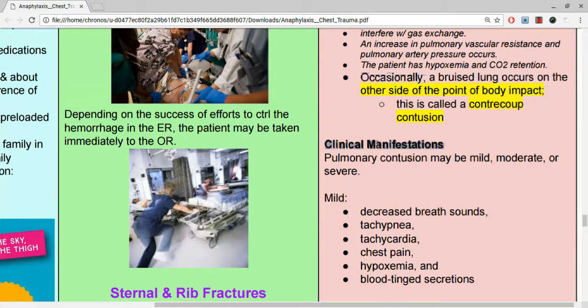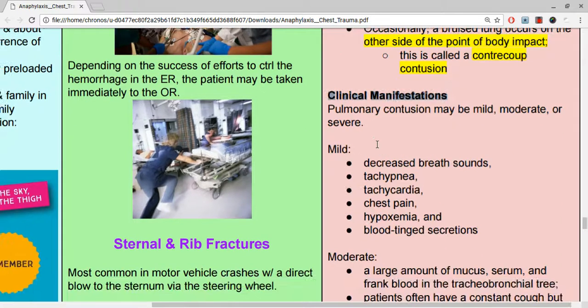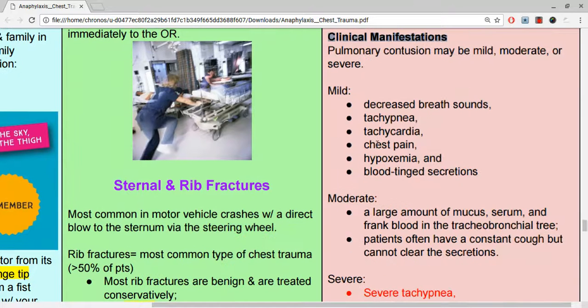Okay, clinical manifestations. Pulmonary contusion may be mild, moderate, or severe. In mild, you're going to have decreased breath sounds, tachypnea, tachycardia, chest pain, hypoxia, and blood-tinged secretions. And all these are going to be in the mild form of them. So you're going to have mild tachypnea, mild tachycardia, etc.